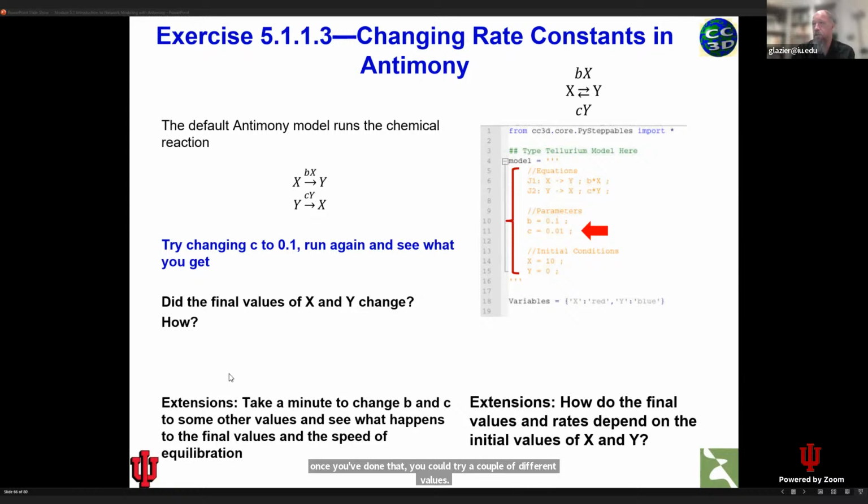Okay, I want to make sure everybody has this working. Notice that the equilibrium values change. So if you change B and C, the equilibria of X and Y depend on the ratio of B to C. So if you now make C equal to 0.1, so that B and C are equal to each other, you should get the values of X and Y equal to each other at equilibrium. Everybody get that? If somebody says CC3D is crashing, then you'll probably have a syntax error in your code.